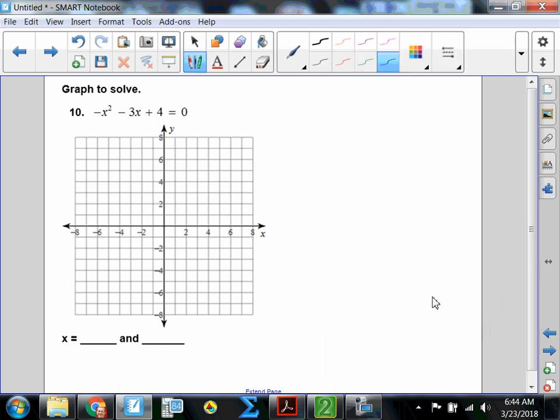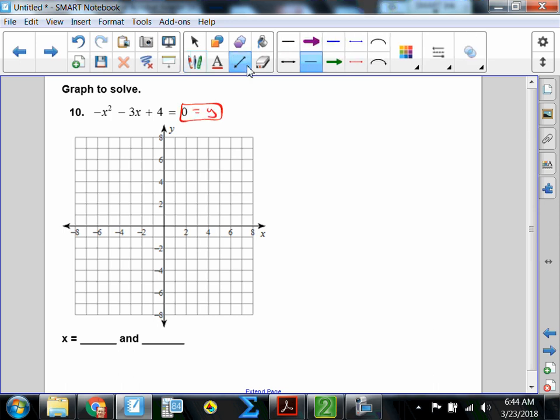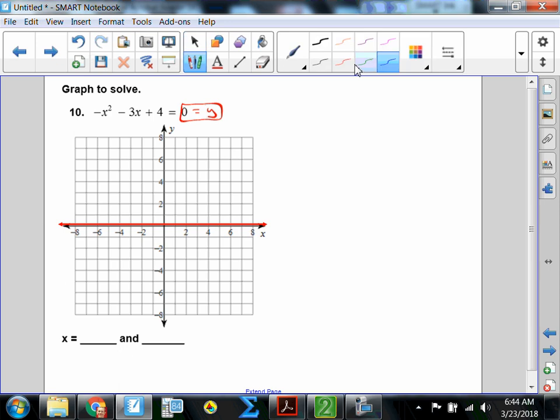Okay, number 10 says graph to solve. So when we graph and solve, that means that we take each side of the equation, set it equal to y, and graph that part. So y equals 0. I just graphed there. Now I need to graph the right-hand side of the, or the left-hand side of the equation.